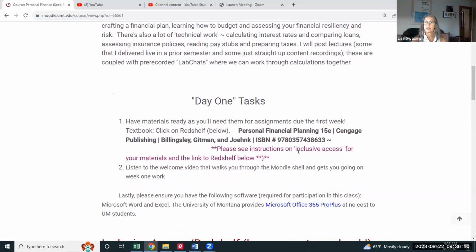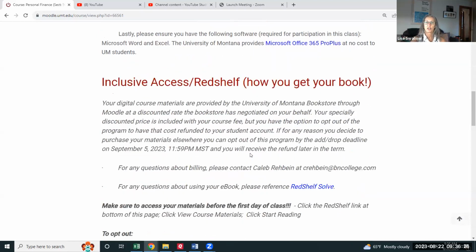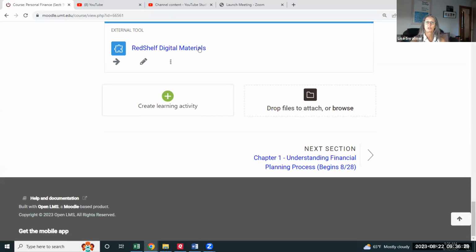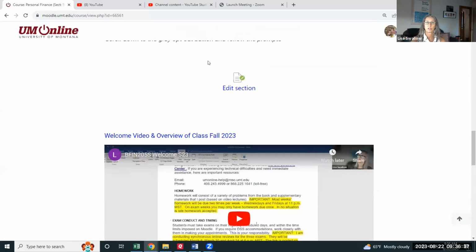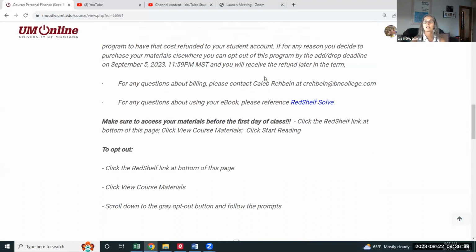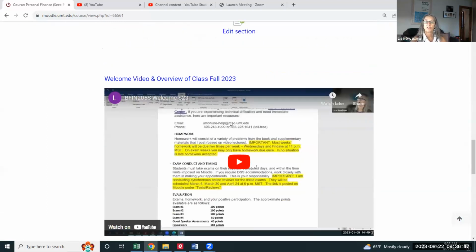So your materials, you need to have one ebook or hard copy book. In this course, it's an inclusive access course, which means the cost of the textbook will post on your tuition and fees statement, so that you've got access to the book straight away. To get that, you just go to RedShelf below, and that's all the way at the bottom of the intro page. You click on this, and you should see your book there. If you don't, we will work with Caleb Rabine to solve that. You would probably just go ahead and email him directly if you have any issues with that. So that is the book.